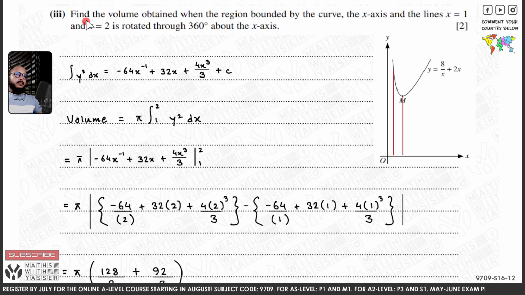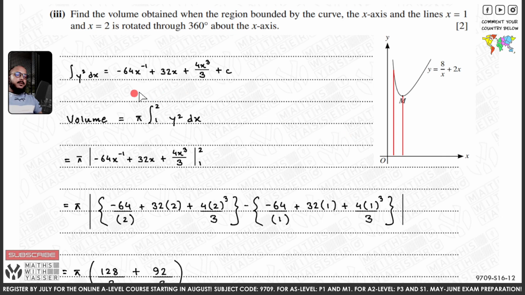In the third part, we need to find the volume obtained when the region bounded by the curve, the x-axis, and the lines x equals 1 and x equals 2 is rotated 360 degrees about the x-axis. So this was the graph, and I'm considering this line to be x equals 2 because the x coordinate of M was 2, and therefore x equals 1 must be before 2. And this will be rotated 360 degrees about the x-axis. So we need to find the volume of this region.